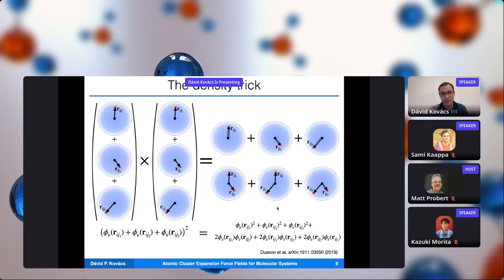Compared to the two-body, that's pretty brilliant. If you wanted to actually sum over all triplets or quadruplets, that would be combinatorially expensive, and you would never be able to do that. But with ACE, because we go via this density trick, projecting the density and then taking the products, we actually have cheap access to high body order functions.